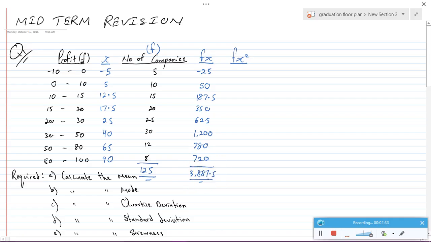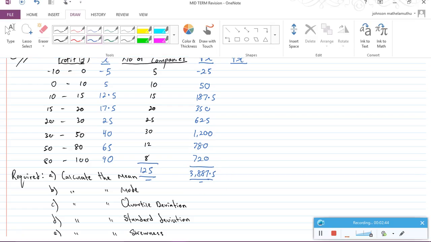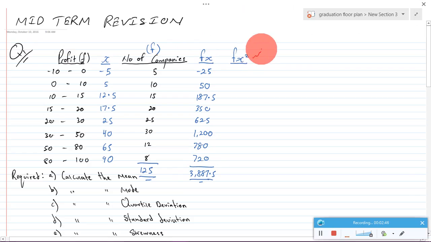So check, do you get total F 125, total Fx 3887.5? Is that correct? Yeah, very good. Okay, next work out the Fx power of 2. Now if you still remember, there are two ways for this. What is the first way? X power of 2 times F. Second way is what? X times Fx. Am I right? Remember? This is how you do the Fx power of 2, correct?